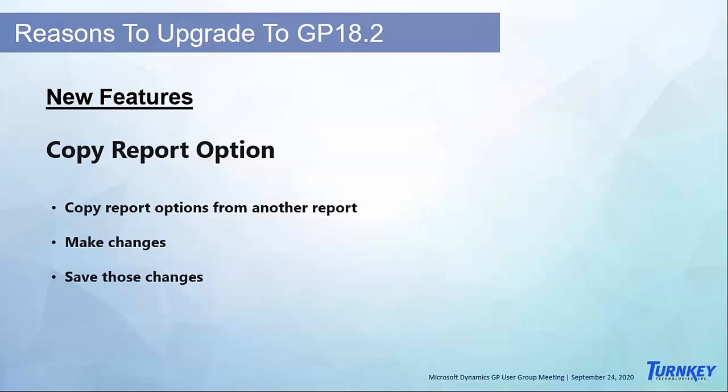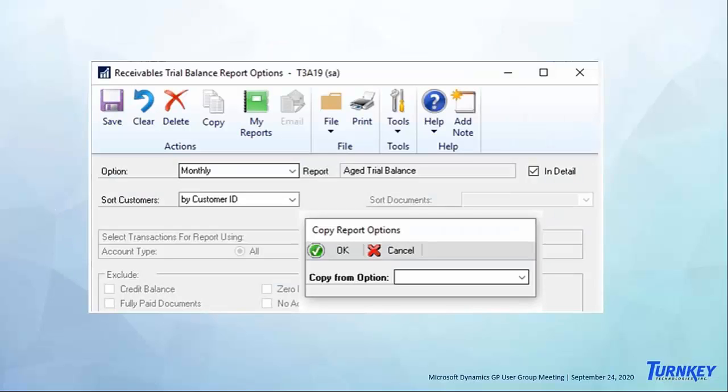Okay, and the last one I'll show you today involves the ability to copy report options. You can now copy report options from another report to the current report, make your changes, and save those changes. It's a fast way to set standard values for different reports. So what you do here is, for example, I just chose the receivables trial balance report here. If you wanted to set up one that you already have and just tweak it, you just do that copy from and select it there.